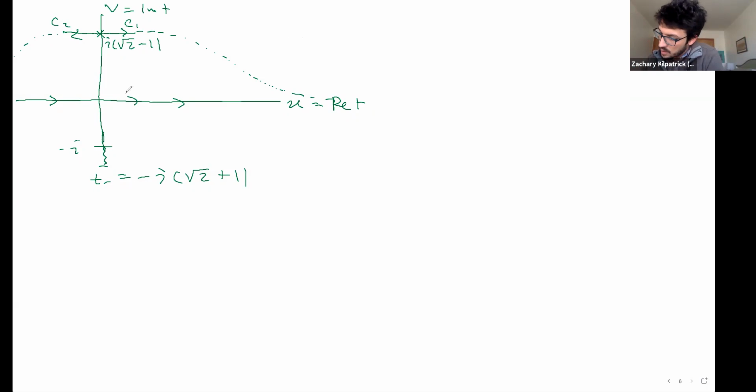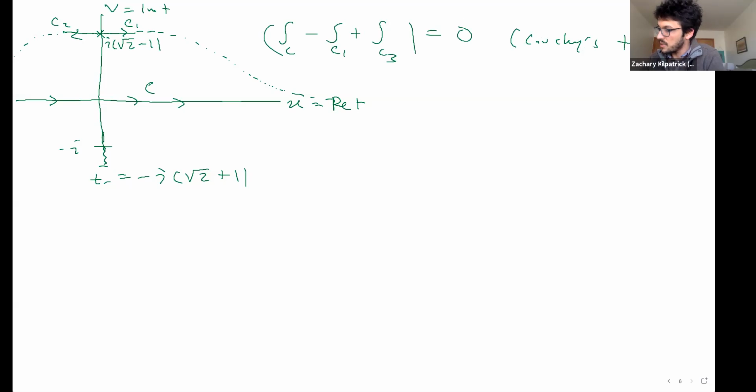The integral over C minus the integral over C1 plus the integral over C2, right, is going to equal 0 because I have no singularities on the inside there. Okay. This is Cauchy's theorem. The singularities are all outside of there. And so that means that the integral over C is equal to the integral over C1 minus the integral over C2. Okay. So now I just have to compute the integral over C1 and C2 in this case.